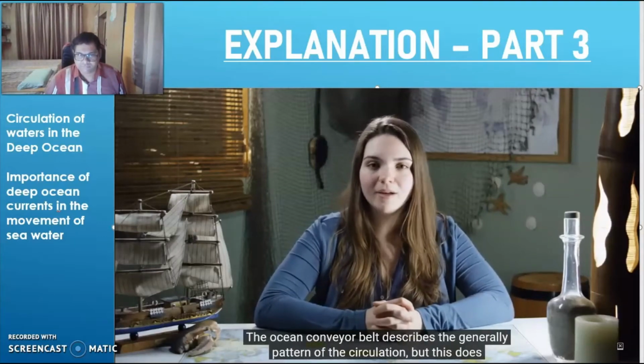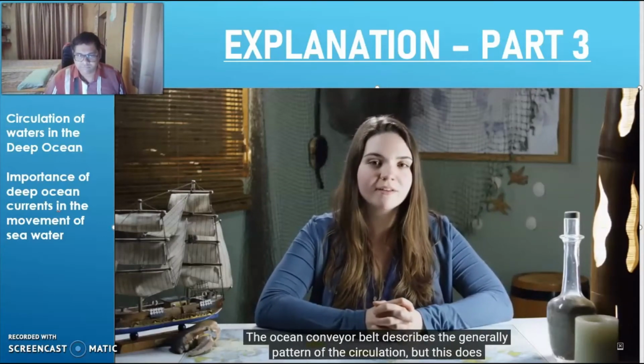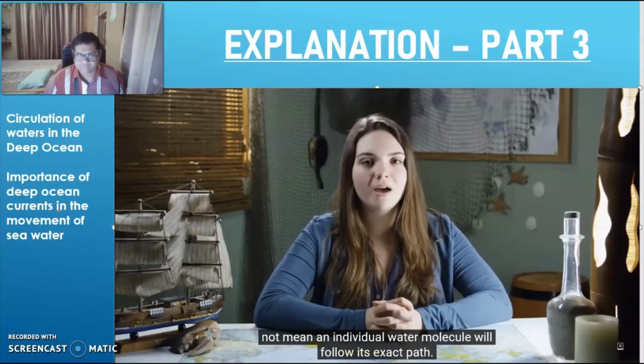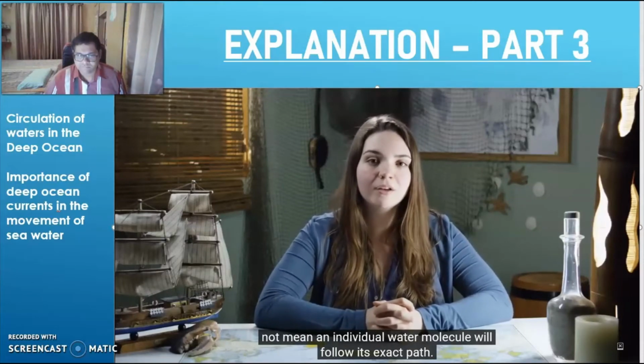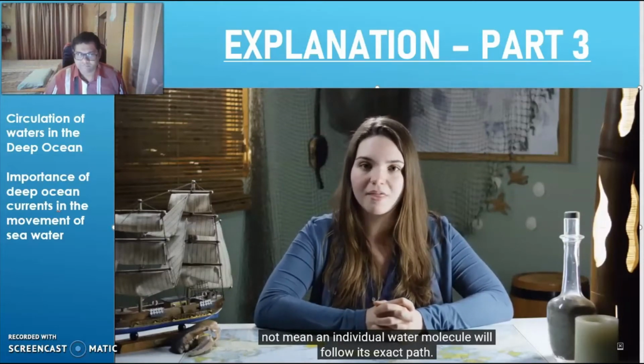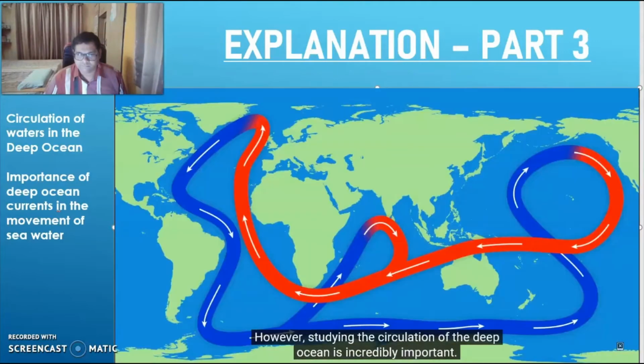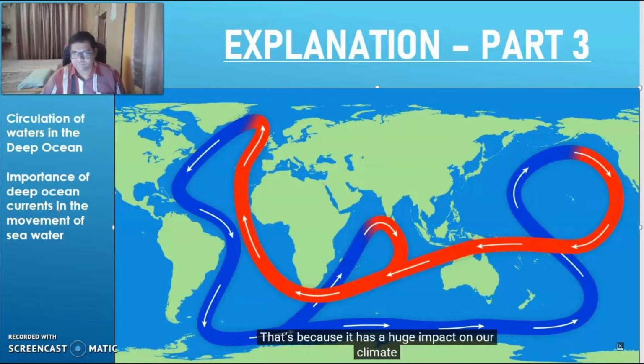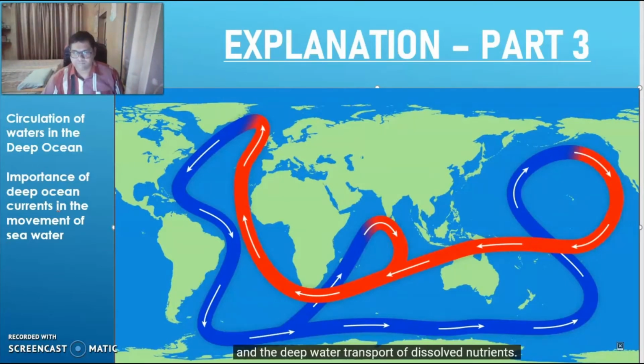The ocean conveyor belt describes the general pattern of the circulation, but this does not mean an individual water molecule will follow its exact path. However, studying the circulation of the deep ocean is incredibly important. That's because it has a huge impact on our climate and the deep water transport of dissolved nutrients.